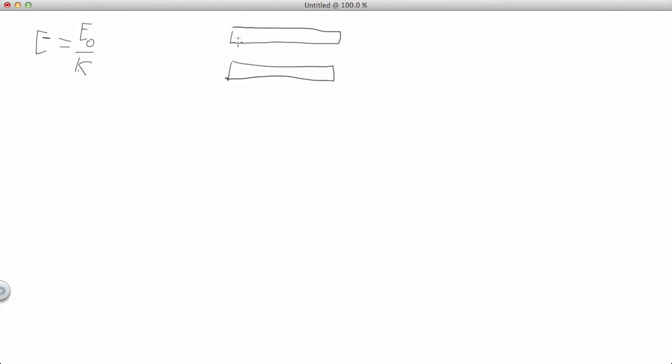So here's our capacitor. We'll say this plate is positively charged. This plate is negatively charged. And we don't have a dielectric. We'll draw a Gaussian surface here. And we're going to look for the electric field here. And I'll call this E naught. That's our original electric field without a dielectric.